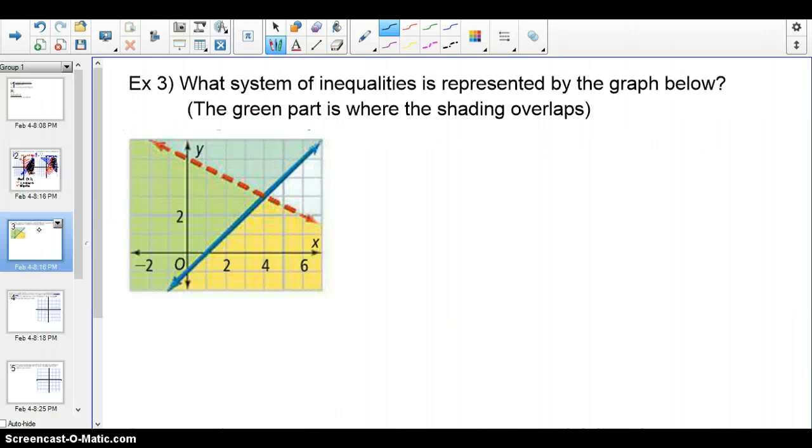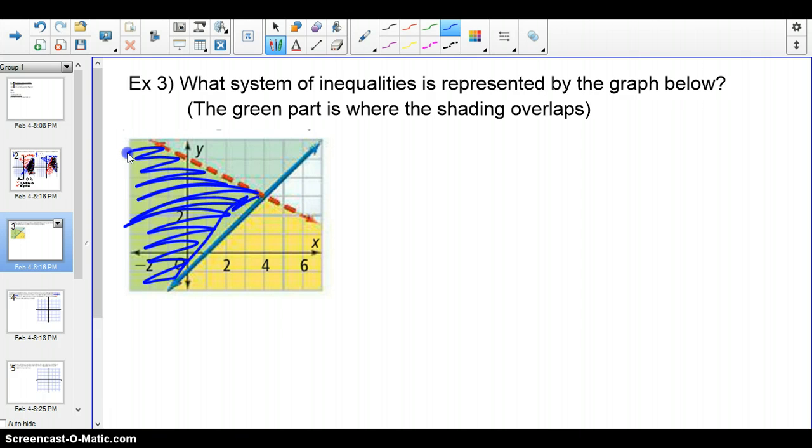Okay, let's go the other direction now. Let's look at a graph of a system of inequalities, and let's try to figure out what those equations would be to create this graph. What I need you to know is that you can't really see this on your paper, but this area right here in green is the solution area. That's important. You'll need that.